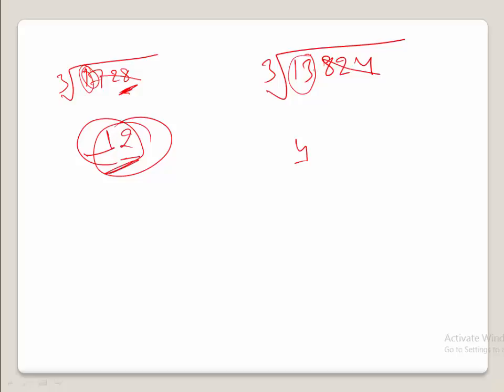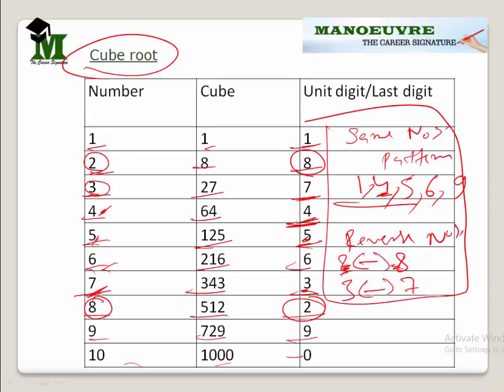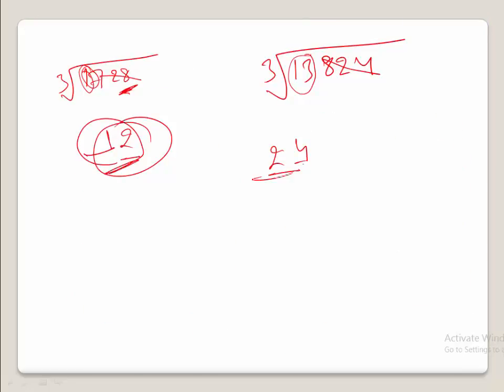This is nothing but 2 2s are 4, 2 4s are 8, 3 3s are 27. So this has to be 2. If you don't understand this, what you can say, 13 is coming between 8 and 27, but 27 is very high, and 8 is less, which is perfectly fine. So that's why I'll take the number as 2. So your answer has to be 24 for this cube root.